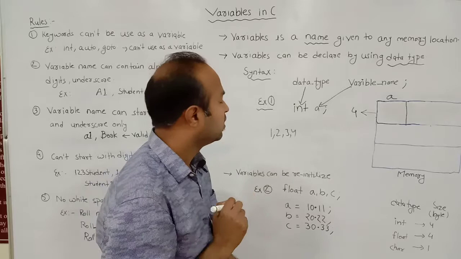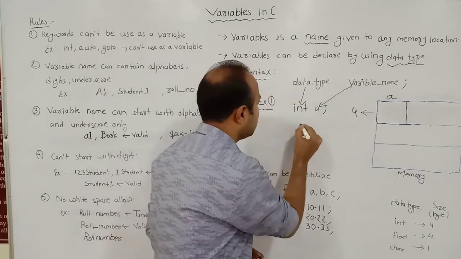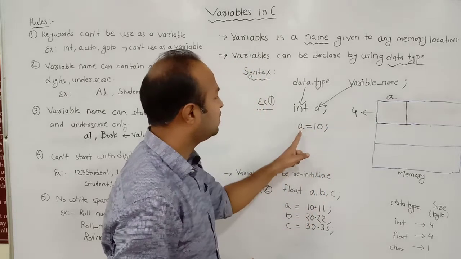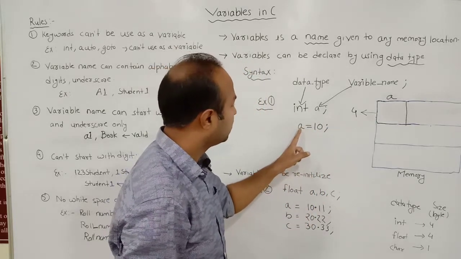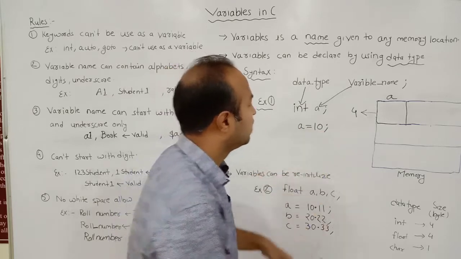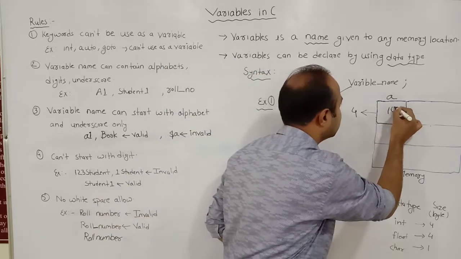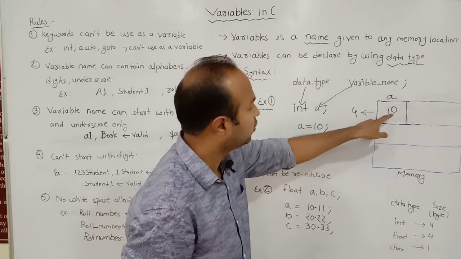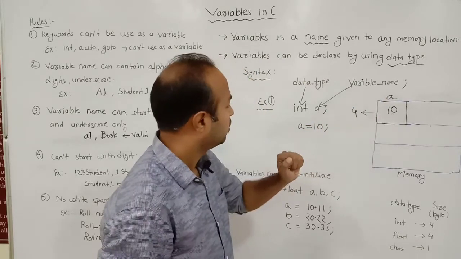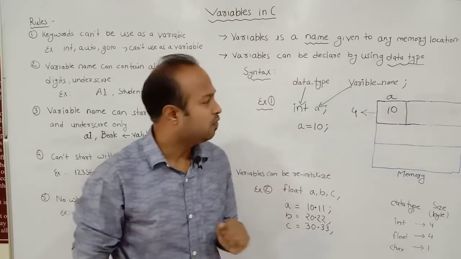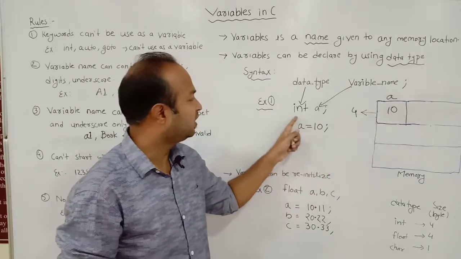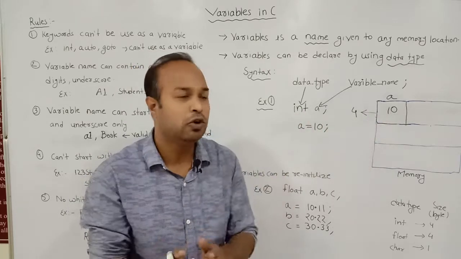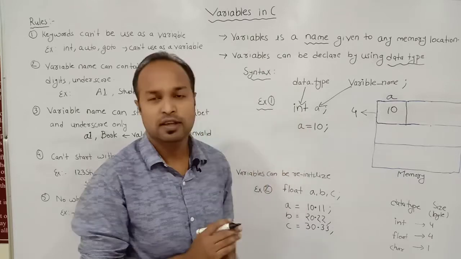Okay, and one more thing: if I write a equal to 10, it is called initialization. Here we have initialized the value of a with 10, therefore 10 will be stored here. a is the name of the location and the data of the location is 10. We have stored 10 because the data type is int. We cannot store other types of data here. We can only store integer data because the data type is int.